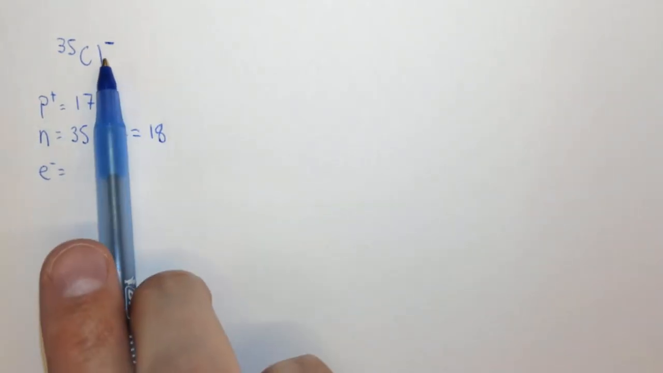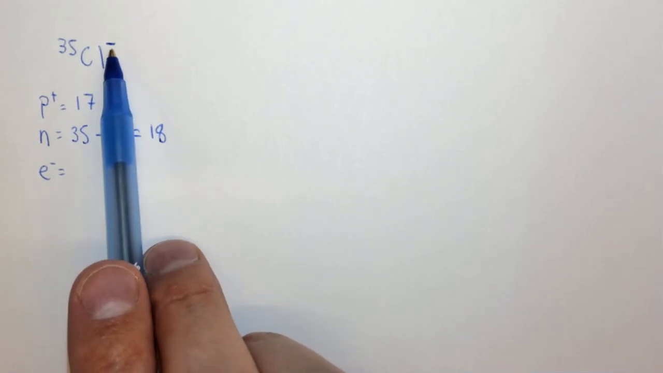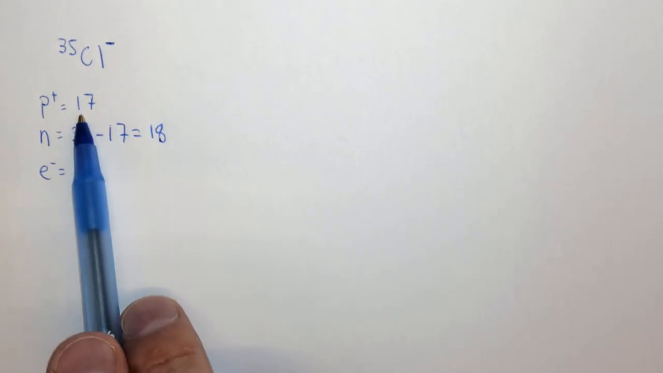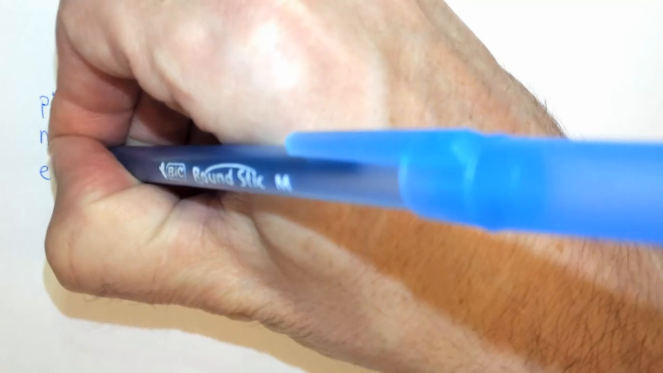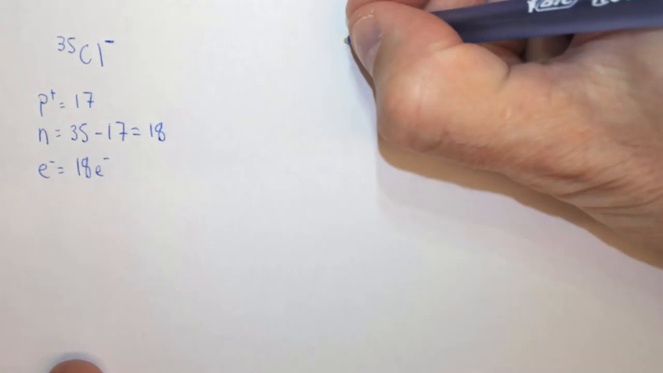Now this is actually called chloride, and chloride has a negative charge, which means that it has an extra electron. So if it has 17 protons and a negative charge, it must have 18 electrons. Let's do one more example of an ion. Let's look at Fe.